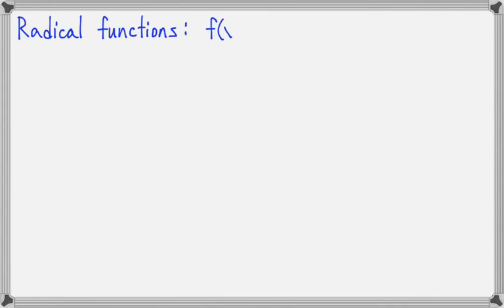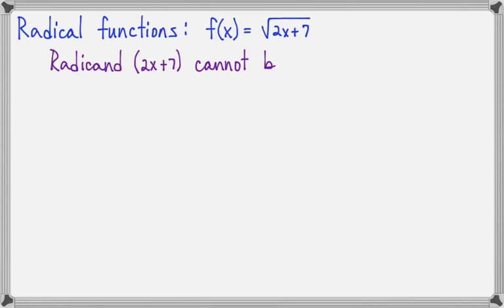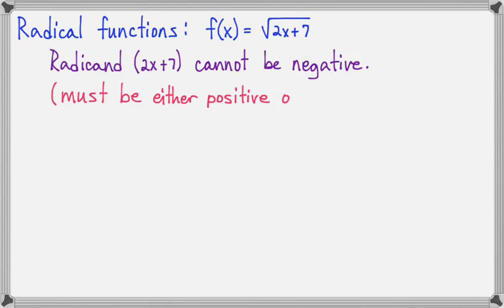Now let's look at a radical function. F of x equals the square root of 2x plus 7. Now we know from dealing with radicals that we cannot allow what's under the radical to become negative, because if we do, the square root of a negative result is not real. So we need to make sure that 2x plus 7 stays 0 or more. The radicand cannot be negative, and therefore it must be either positive or it must be equal to 0.